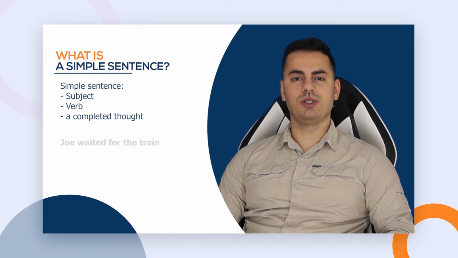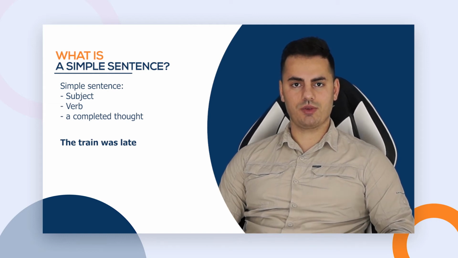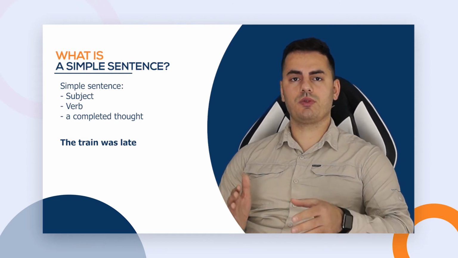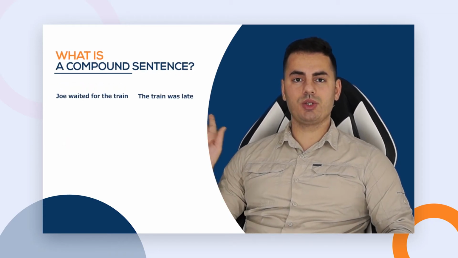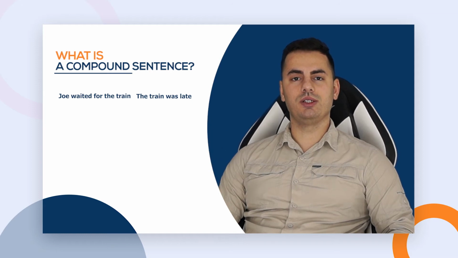Another example. The train was late. The subject is the train, the verb is was. And it has got a completed thought as well, because I know that there is a train that was late. So those are called simple sentences or independent clauses. Now, the compound sentence is when we join those two sentences together.